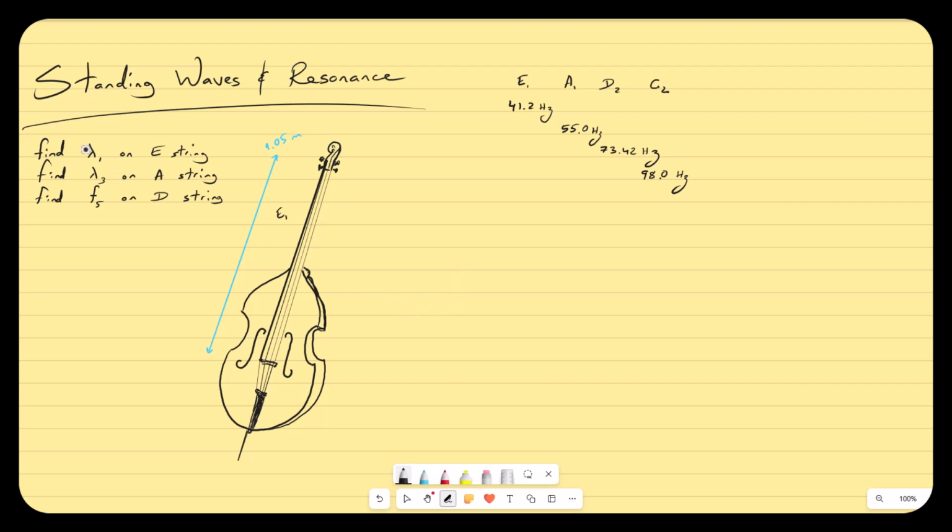If I am looking for the fundamental wavelength on an E string, I know that I have symmetric boundary conditions. This end is fixed, this end is fixed. So my wavelength is going to be 2L divided by N. Now I'm looking at the N equals 1 case, which means this N is also going to be 1. So I'm just going to get 2 times L. 2 times 1.05 meters gives me a wavelength of 2.10 meters.